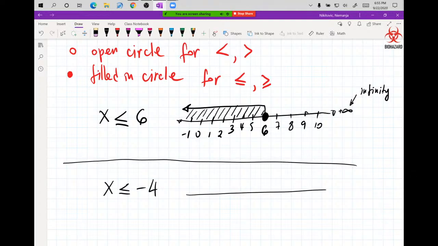Oh, the circle. Okay, so what kind of circle? A filled-in circle. That's it. And now I know where to put -4. And do I go left or right? Left, because I want smaller numbers. Awesome. Done deal. Ta-da!